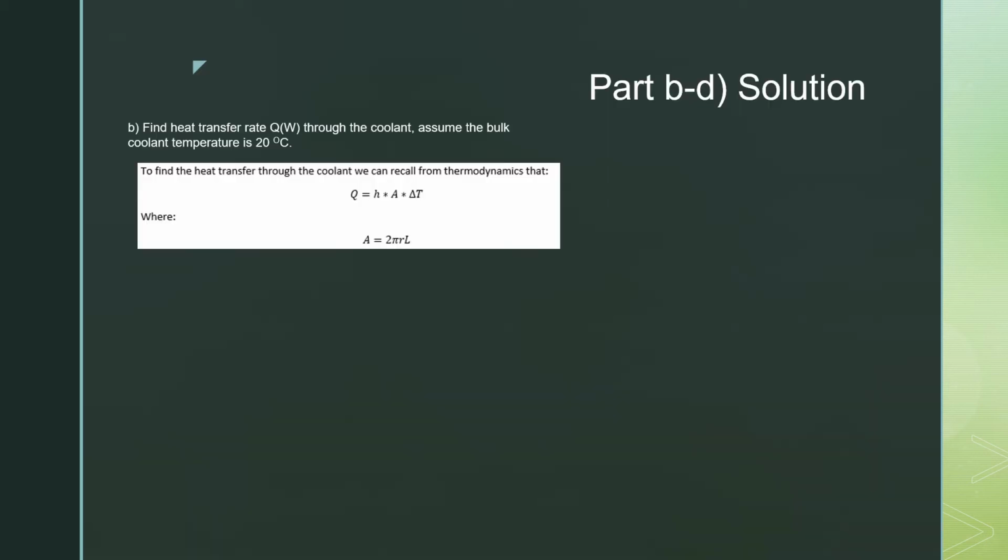For part B, the student is asked to find the heat transfer rate through the coolant. This knowledge has to come from past thermodynamics courses to know that the heat transfer rate is equal to the area times the heat transfer coefficient times the change in temperature, which the student has all that information, so this just is more about remembering from past courses.